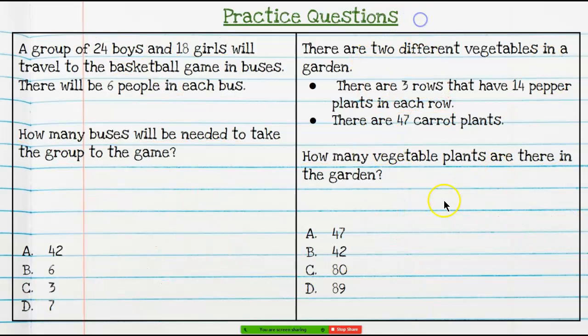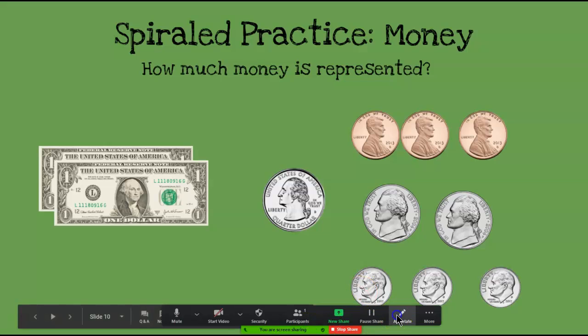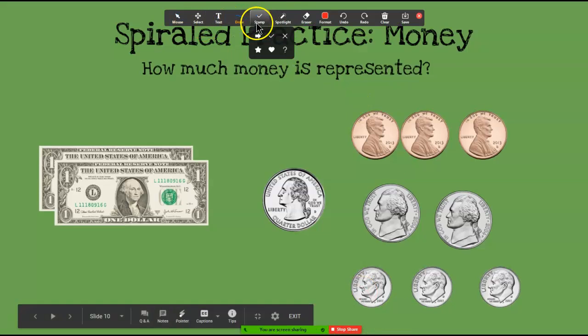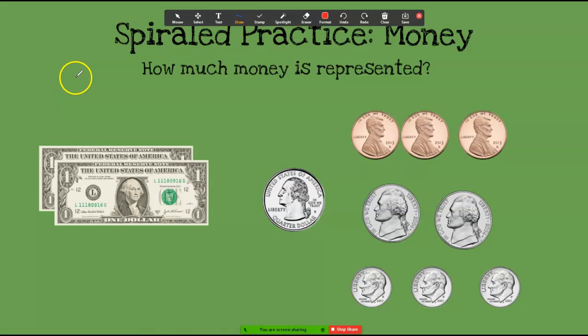Alright. And our last question for today, we're still working on money. Okay, so this time I have some dollar bills. I have $1, $2, so I'm going to label that. Okay, I have $2 here. Now let's count our coins. Remember, we count by fives. Okay, so a quarter is worth 25 cents.